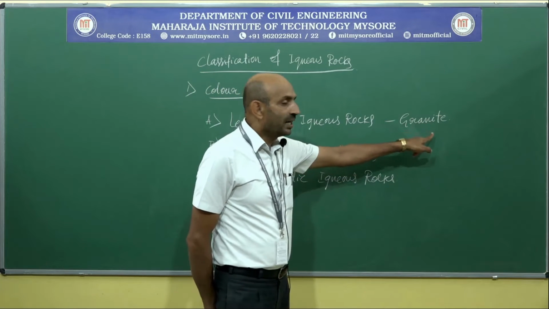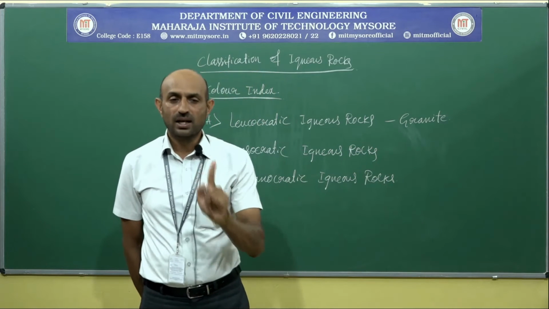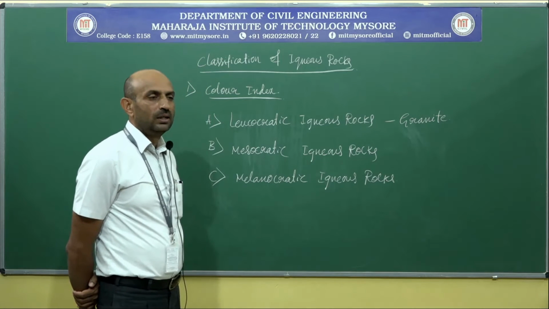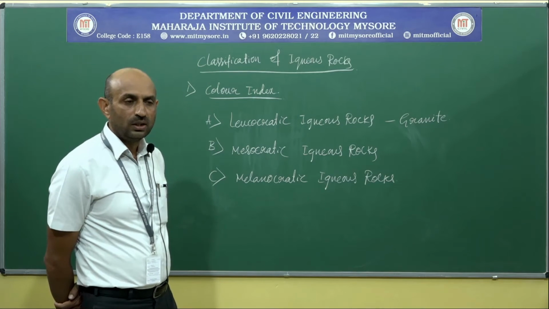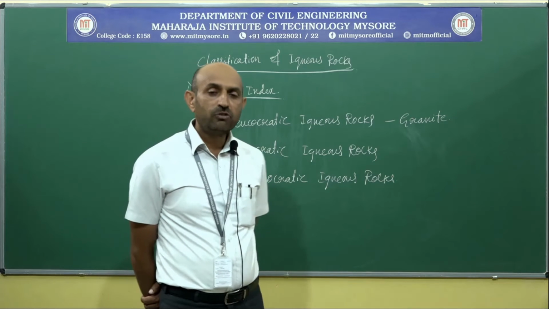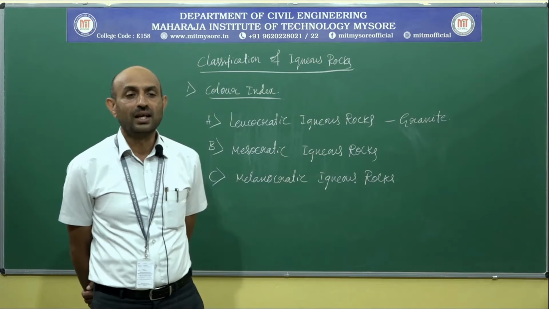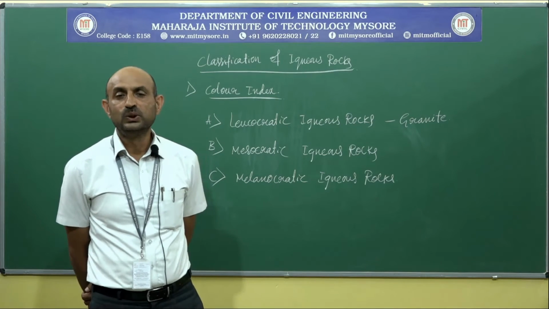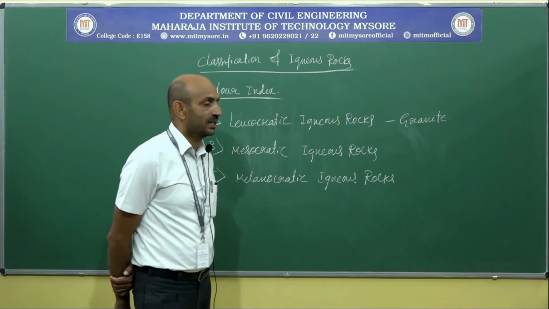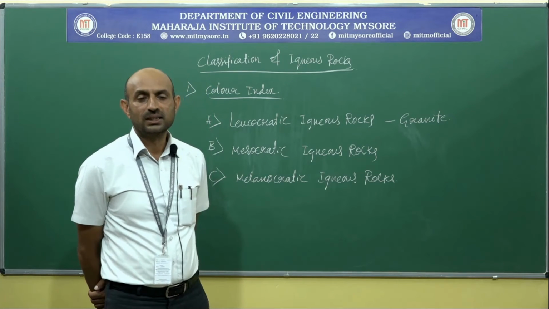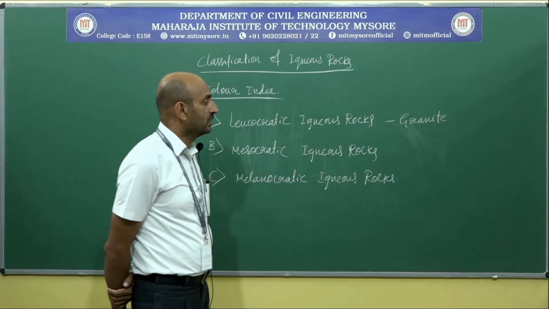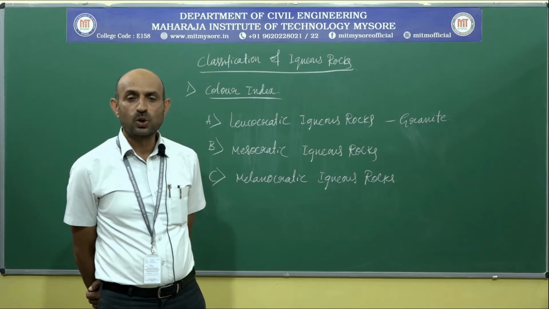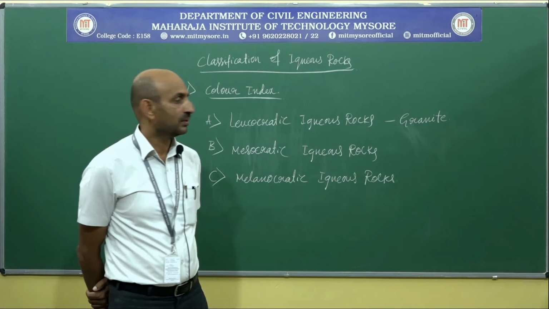Why does this granite appear in light color? In igneous rocks where we do not find minerals rich in magnesium and iron, those rocks appear in light color. Granite, granite porphyry, rhyolite, even pegmatite, pumice, these rocks appear in light color.